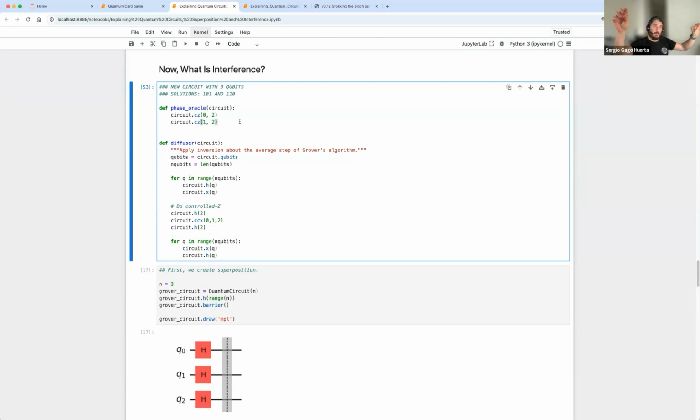You cannot have the same number twice in a row. You cannot have the same number twice in a column. You cannot have the same number twice inside the box. You know those rules. So what we are applying here in the oracle are those specific rules.